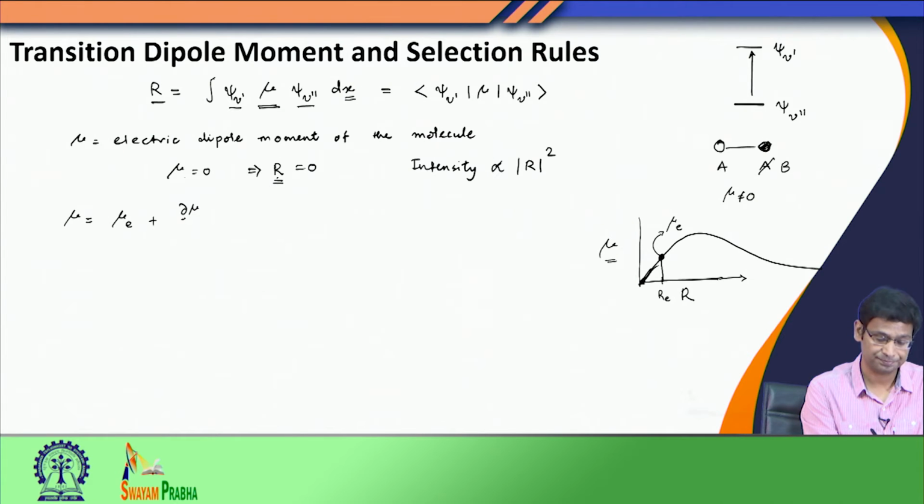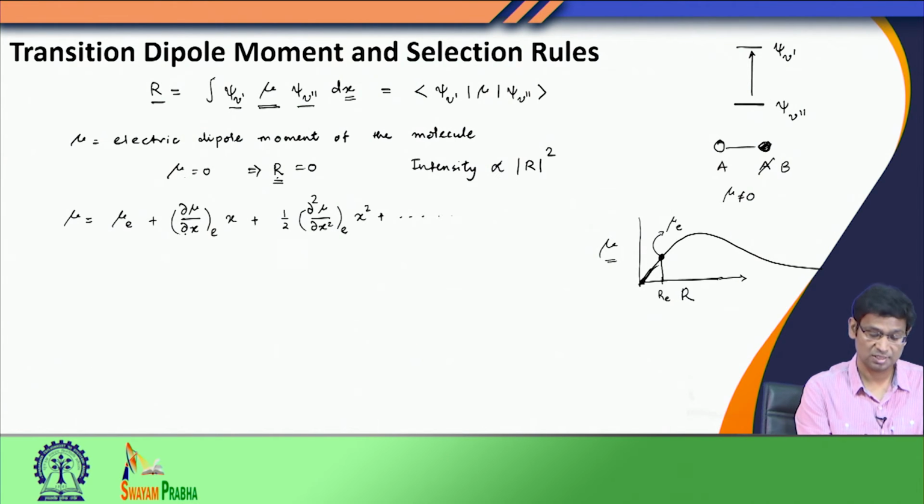So, therefore, I am going to define something like this at equilibrium multiplied by x plus half, and so on. So, this is the first order term, this is the second order, and then I can write the third order, fourth order. So, what does this term tell? This is actually the dipole moment at equilibrium value.